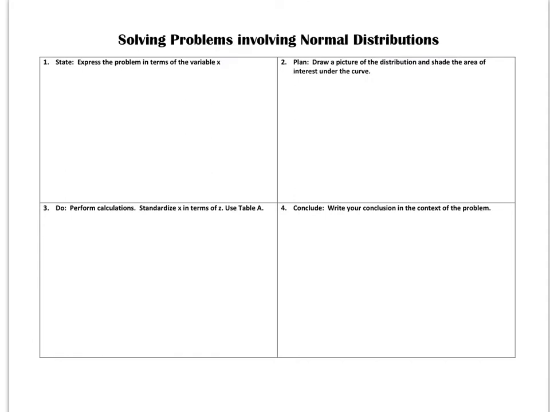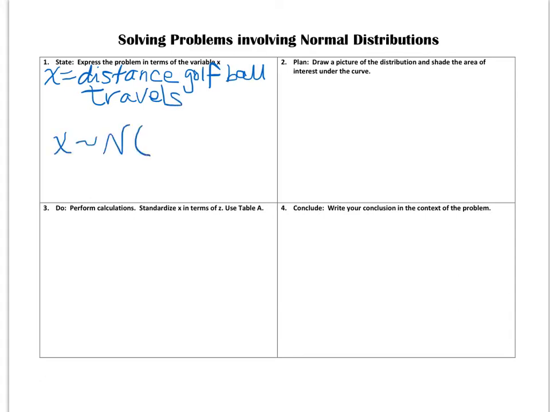Just to recap, we're going to define the variable x. So x is the distance that the golf ball travels. And recall from class that we said this variable x follows a normal model with a mean of 304 yards and a standard deviation of 8 yards.